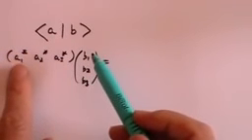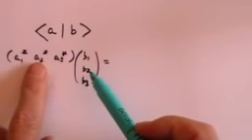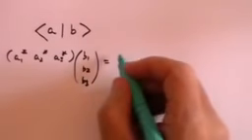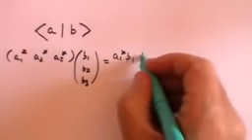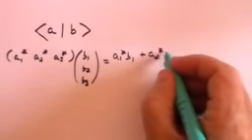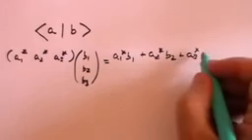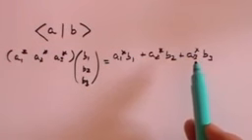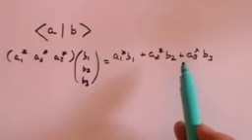I'll say that again. It's the product of the first elements plus the product of the second elements plus the product of the third elements. So that will be A1 star times B1 plus A2 star times B2 plus A3 star times B3. That just becomes one number. It's a complex number, but it is just a number. It is not any longer a vector.